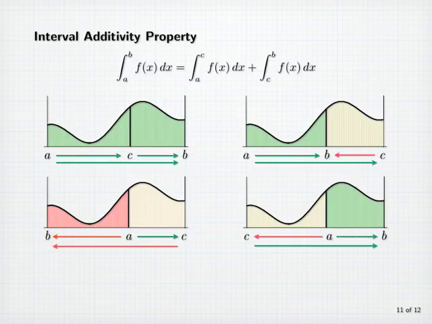Now let's notice that if we reverse c and b in the second term on the right-hand side of the equation, we have the integral from a to b of f of x dx equaling the integral from a to c of f of x dx minus the integral from b to c of f of x dx.